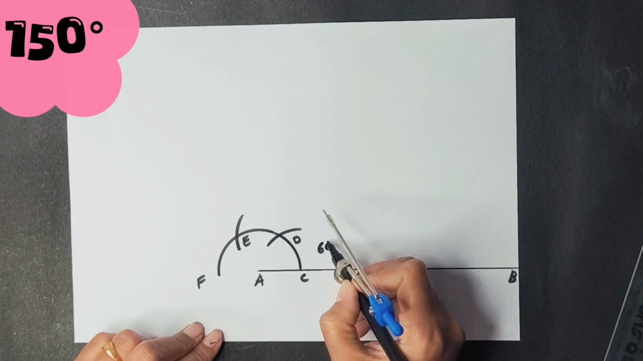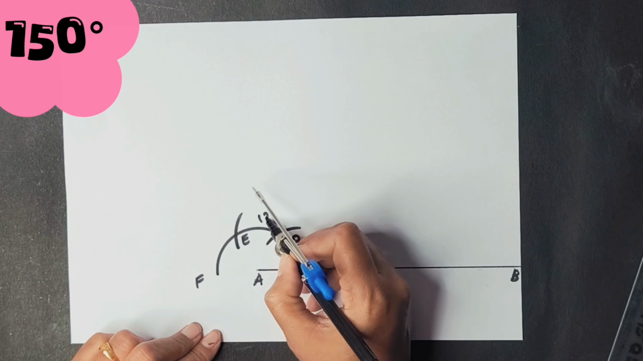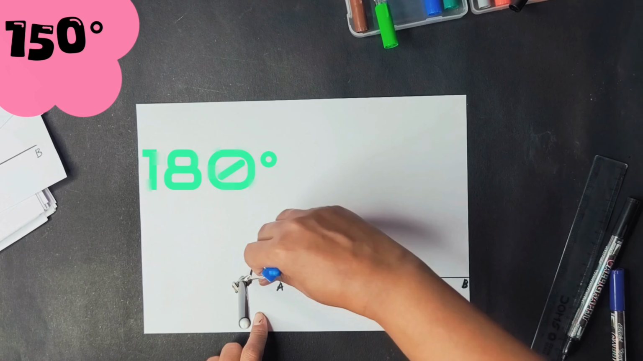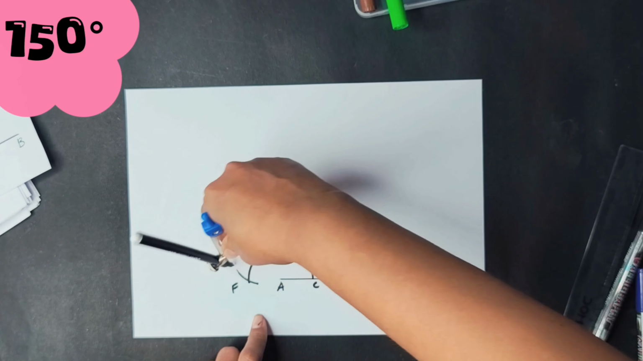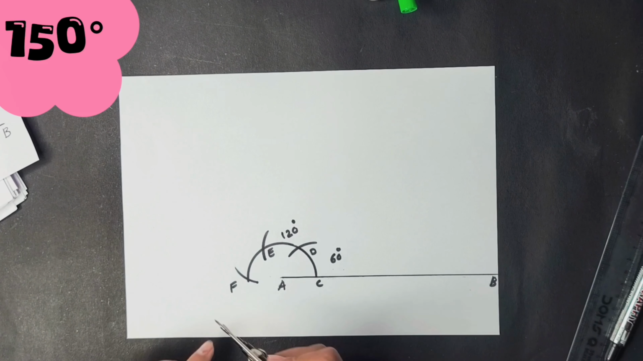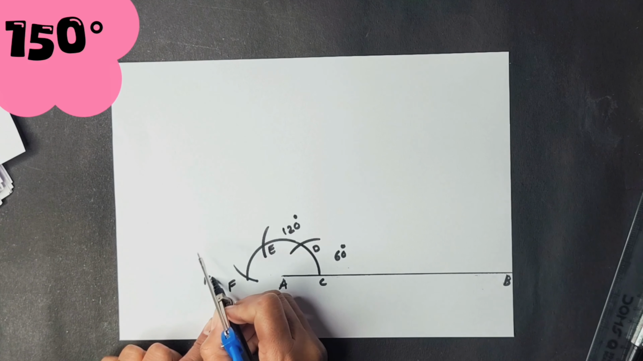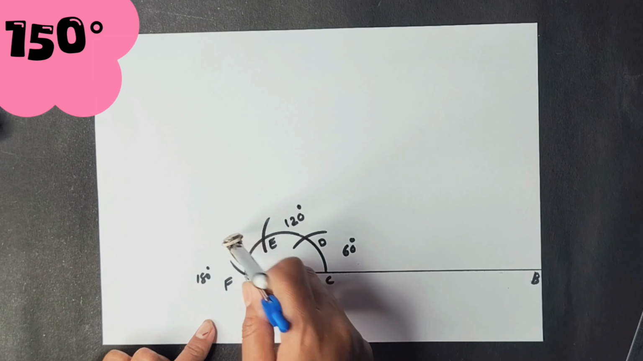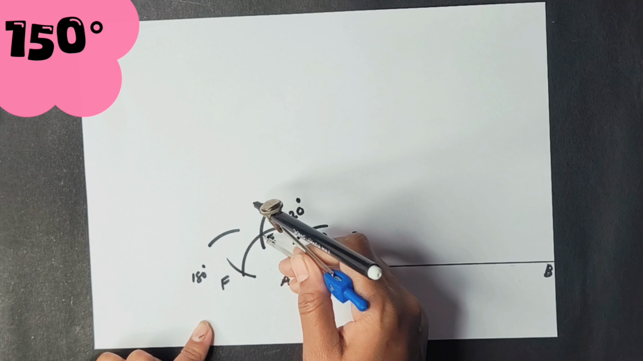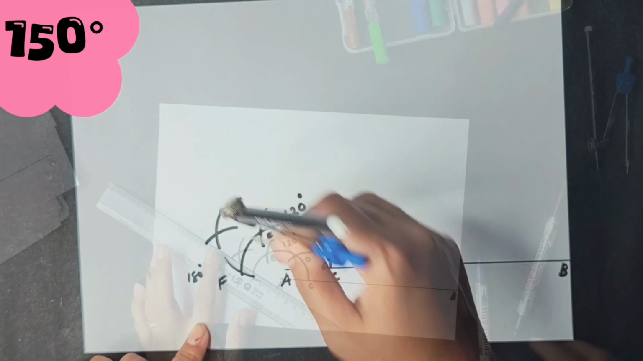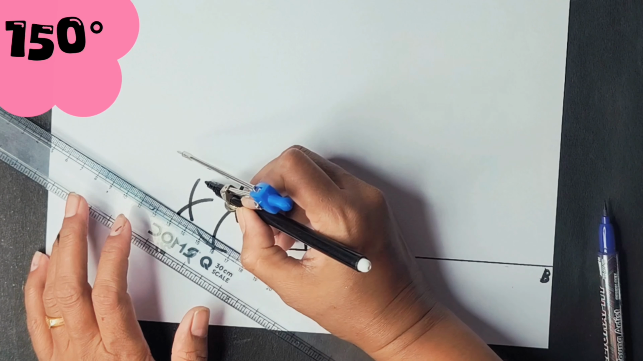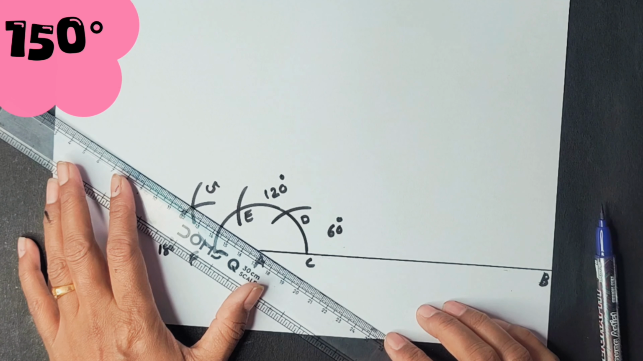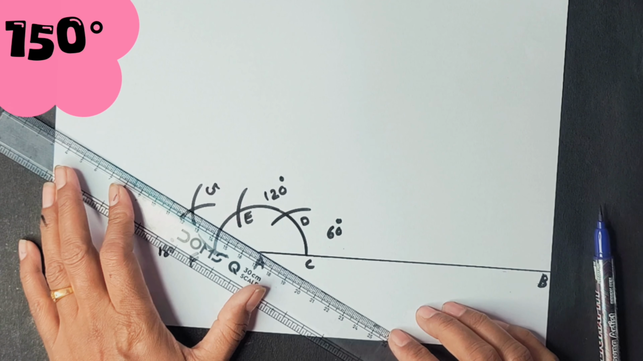We can see the angle from here to this point is 60 degrees. If we increase up to here, it will be 120 degrees and up to here, it will be 180 degrees. But we need 150 degrees. We can see this angle is 60 degrees from here to here. To get a 150 degree angle, we need to divide this angle in half. Therefore, take a compass and using these 2 points as centers, cut an arc as shown.